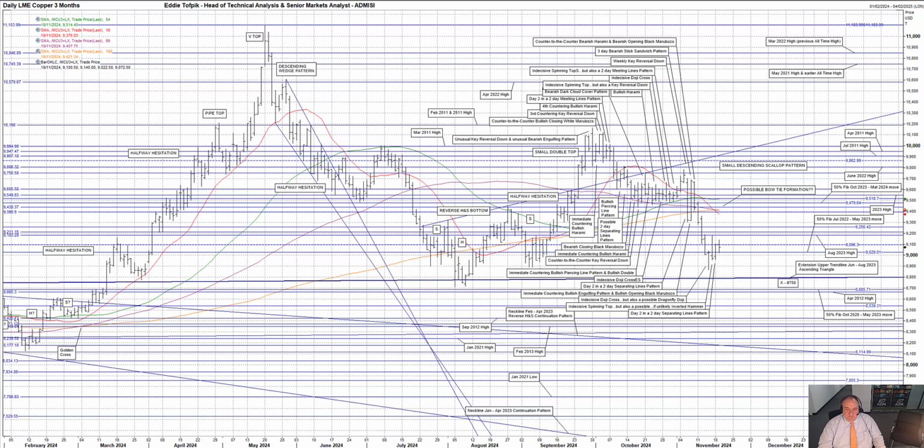LME 3-month copper. It is now 2 weeks after the market created a weekly key reversal down, and during that week, the market also created over Wednesday, Thursday and Friday a 3-day bearish stick sandwich pattern. Last week we saw the follow-on lower to these two patterns, with prices punching down through the lowest and arguably the weakest of the three recent congestion zones, the one between 91.83 to 91.56.